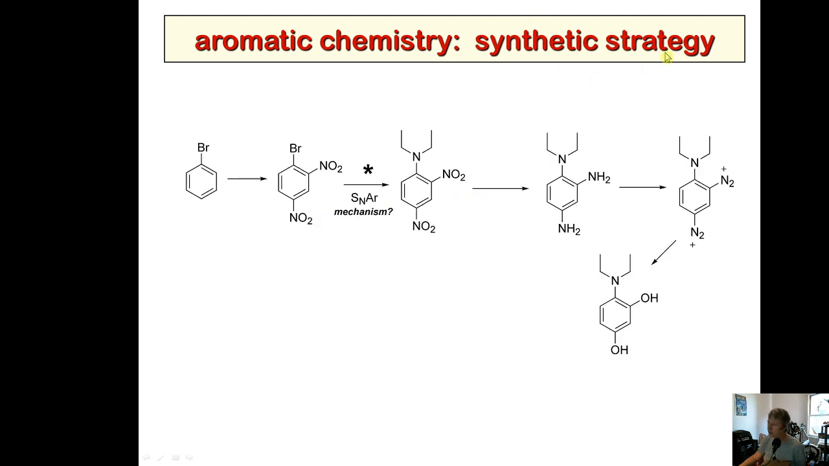Here's just another one. This is using the SNAr mechanism, and probably not an exam-style synthesis problem. Take the bromobenzene. We can dinitrate it.